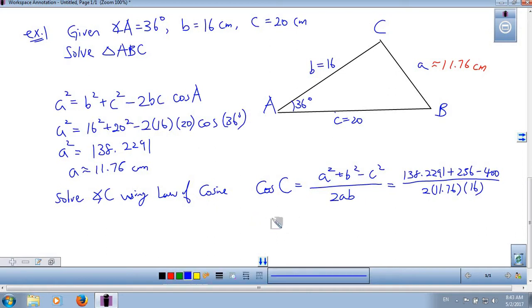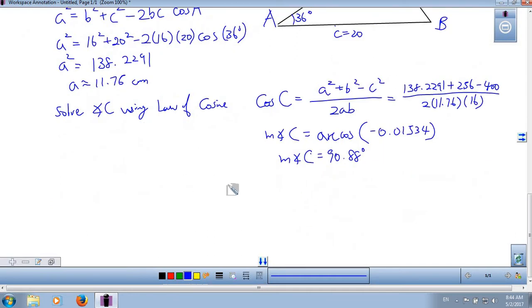So that means the measure of angle C will be the arc cosine of this whole number. Let me go ahead and just type it in. So what I got is a negative 0.001534, and once we did the arc cosine, it came out to be about 90.88 degrees. So it's very close to 90 degrees, but a little bit more than 90 degrees.